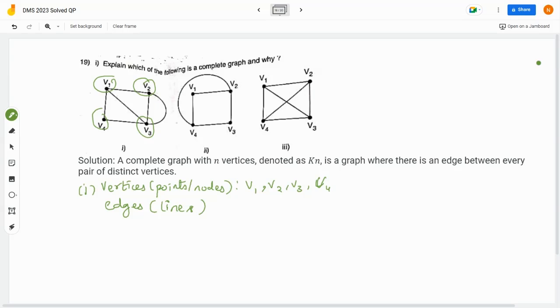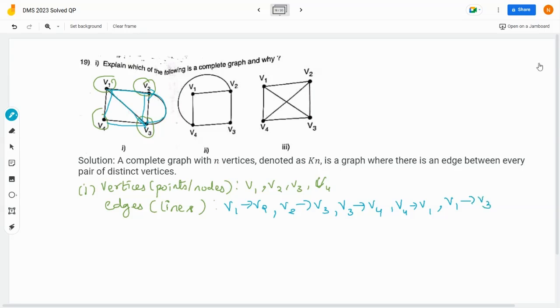Edges are lines. So we'll see how many lines we have. That is V1 to V2, then V2 to V3, again V2 to V3, then V3 to V4, then V4 to V1, then we have V1 to V3.